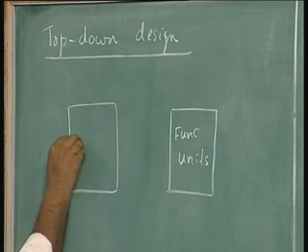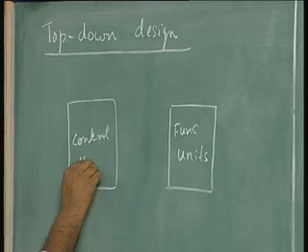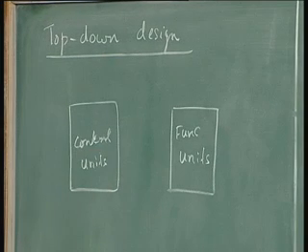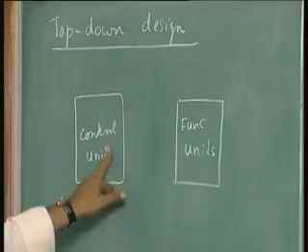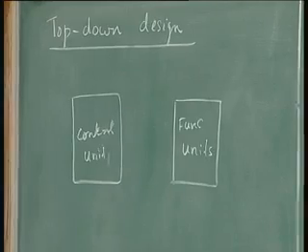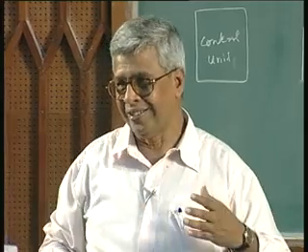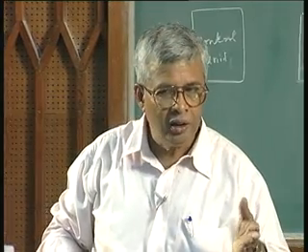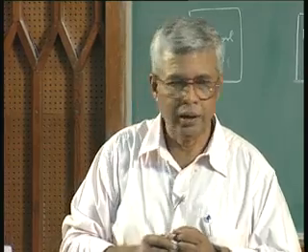It may be trivial or it may be complex, but it is possible to partition any digital system into a functional unit and a control unit. Control unit is one, functional units may be many. If it is trivial, you do not do all this paraphernalia. If it is non-trivial, you do this paraphernalia, right.